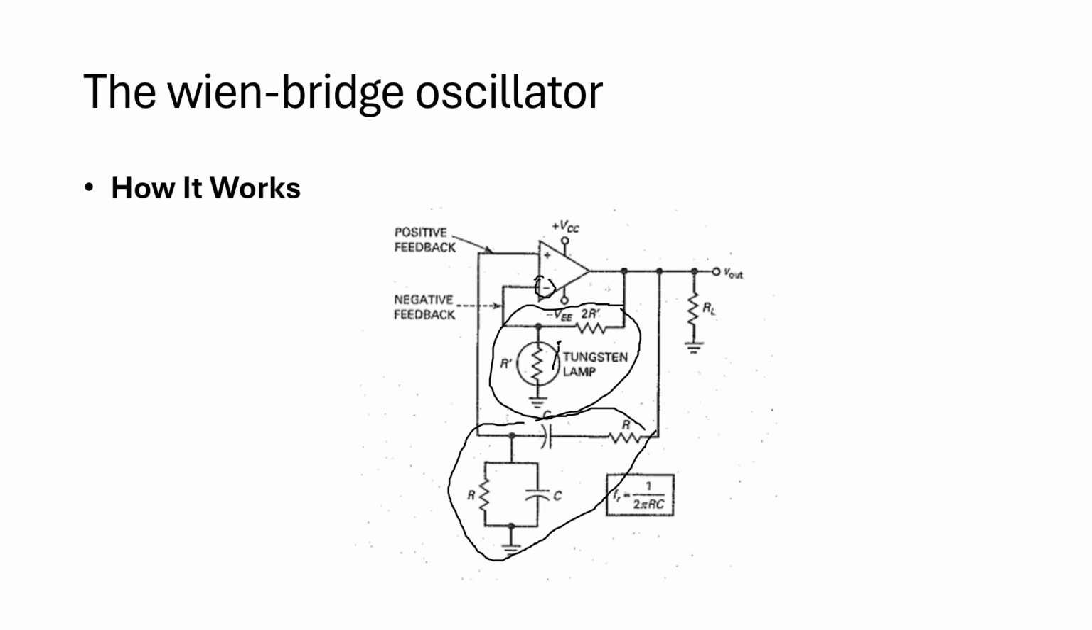So it is used just to increase the resistance. At some high output level, the tungsten lamp has a resistance that is exactly equal to R prime. So this is our R prime. At this point, when the tungsten lamp resistance reaches R prime, the closed loop voltage gain from the non-inverting input to the output decreases to a certain value.